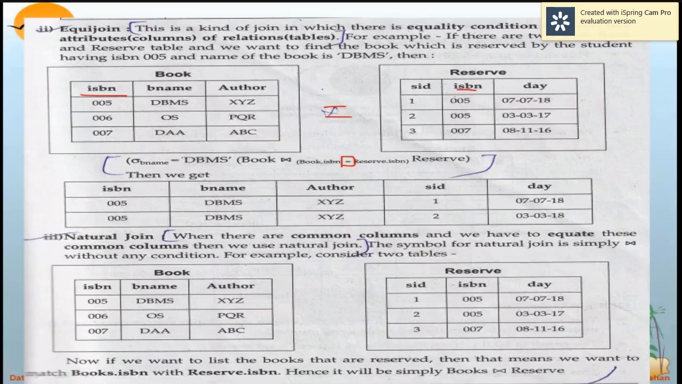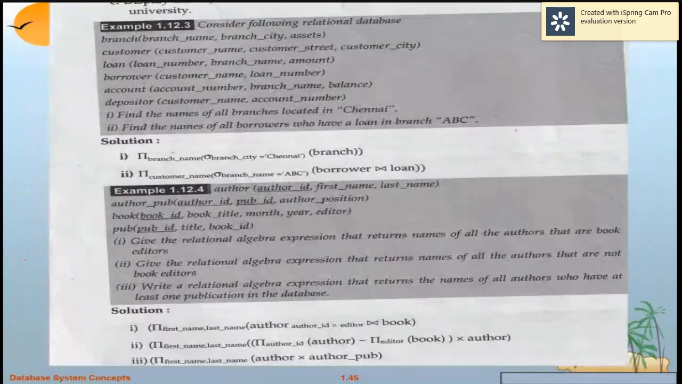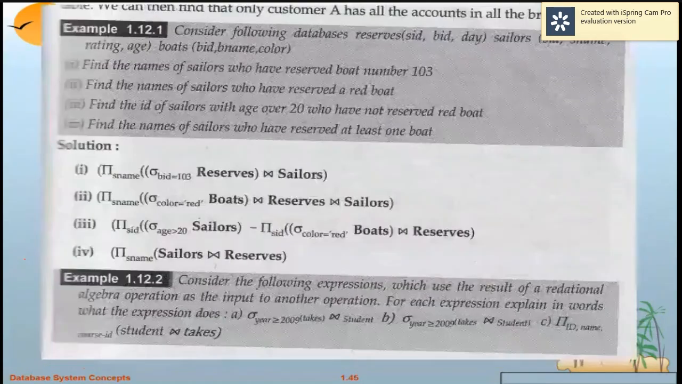So again, first the cross product is taken and all the tuples will be combined with the tuples of the remaining tables, and all those combinations will be registered in my output. Depending upon the final condition I mention in the sigma operator, my desired output will be pulled out. Equijoin and natural join come under the same aspect.